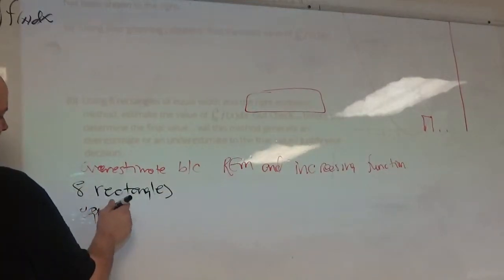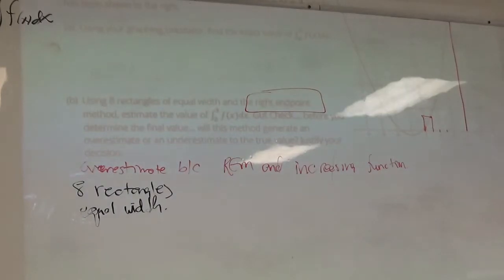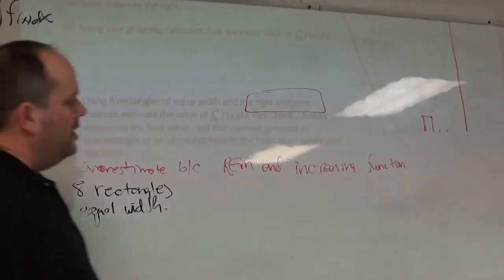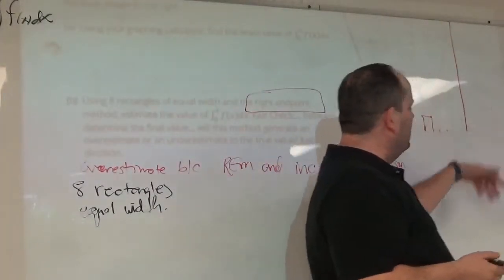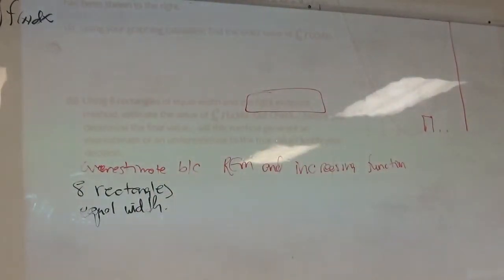They all have the same width. That's going to be really important for the work that we're doing. You're trying to go from 0 to 3 using 8 rectangles of equal width. How wide is each rectangle? 3/8.